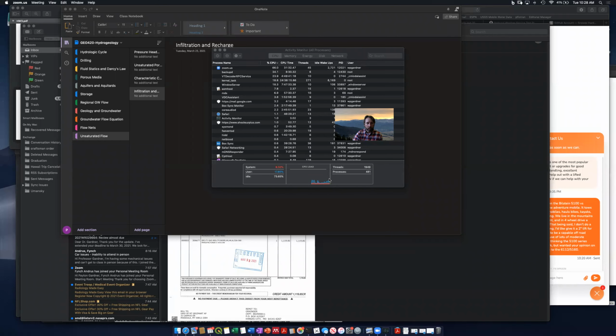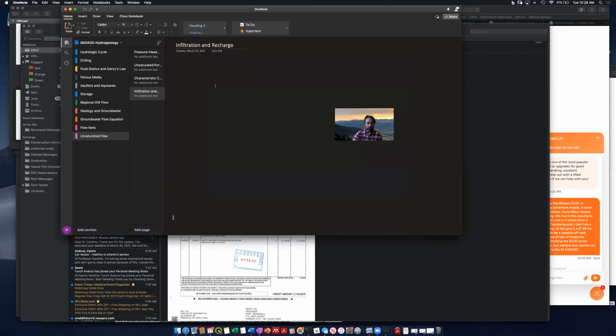Okay, so this is 420 hydrogeology, and this is a supplemental lecture on infiltration and unsaturated flow, and how it leads to recharge. So we're going to talk about flow in the unsaturated zone, and so let's think about a cross section of the unsaturated zone.